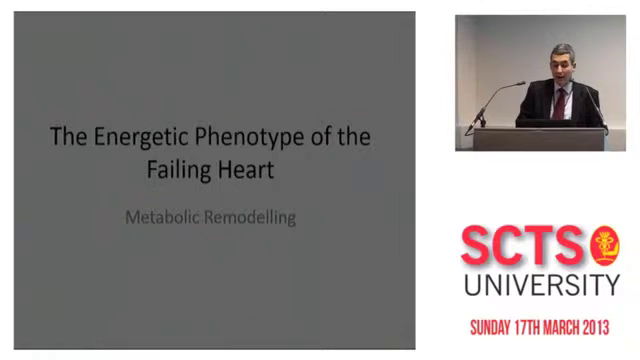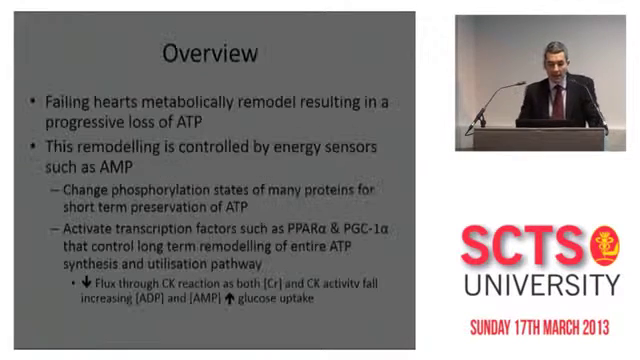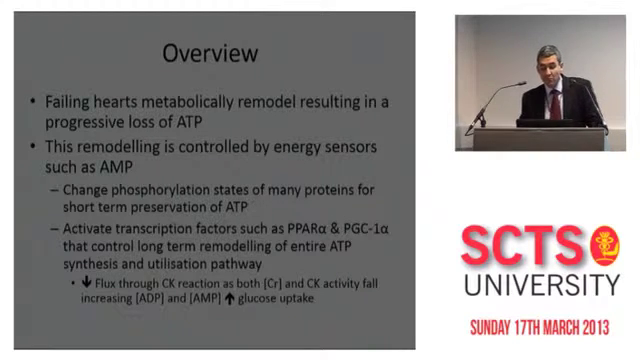So next I want to talk about the phenotype of the failing heart. A failing heart's metabolism is remodelled, and this results in a progressive loss of ATP. This remodelling is controlled by numerous energy sensors, most importantly AMP kinase. This changes the phosphorylation state of many proteins for the short-term preservation of ATP. It also activates many transcription factors such as PPAR alpha and PGC1 alpha, which control the long-term remodelling of the entire ATP synthesis and utilisation pathway, which reduces flux through the CK reaction we described above, which results in a fall in ATP concentrations, increasing AMP concentrations, and also results in increasing glucose uptake.